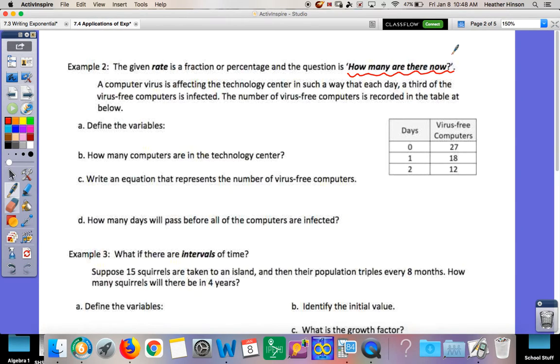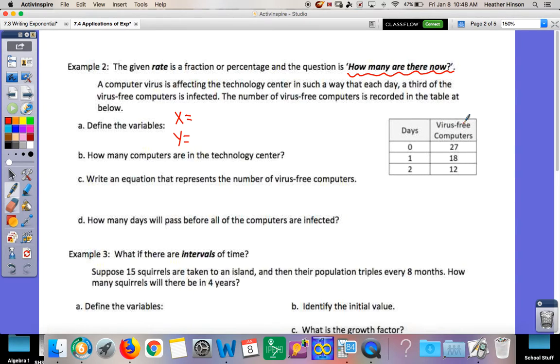So a computer virus is affecting the technology center in such a way that each day a third of the virus-free computers is infected. The number of virus-free computers is recorded in the table below. So this table right here. So what are our variables? So we have your table right here. We have days and we have virus-free computers.